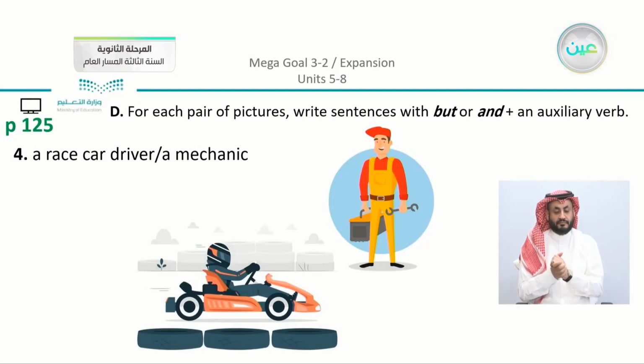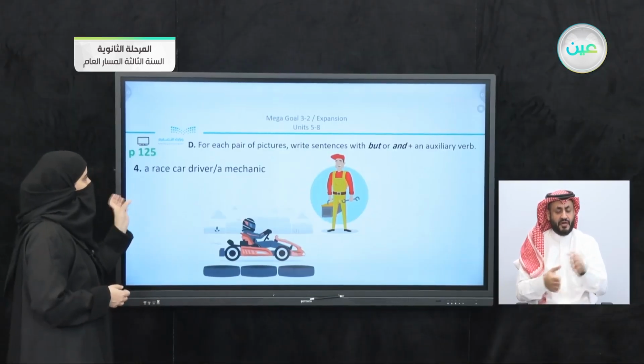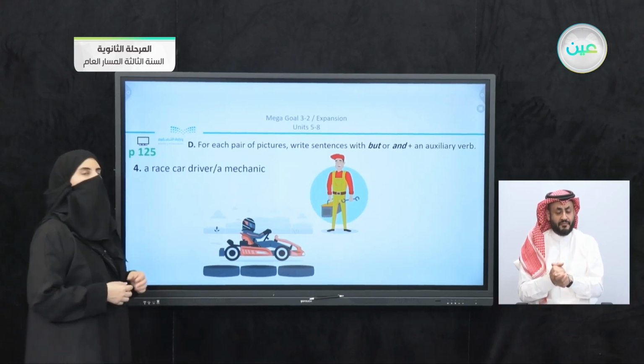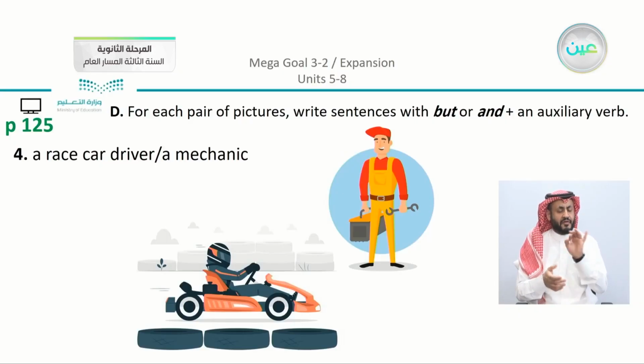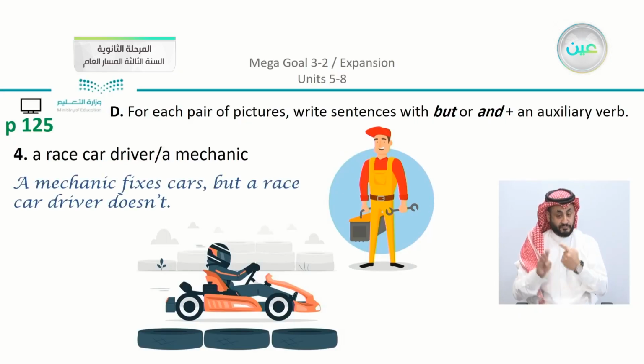Coming to our last example here, you can see that we have here two pictures. Now, relating to what is written, we have here a race car driver and also a mechanic. So this time we can choose to say, a mechanic fixes cars, but a race car driver doesn't. Also note that we have here but, at the very end the auxiliary verb, and it is negative.